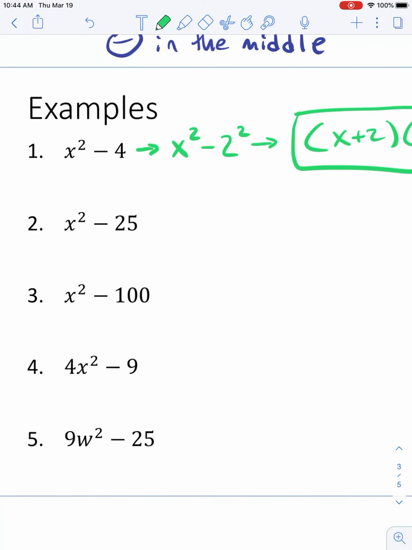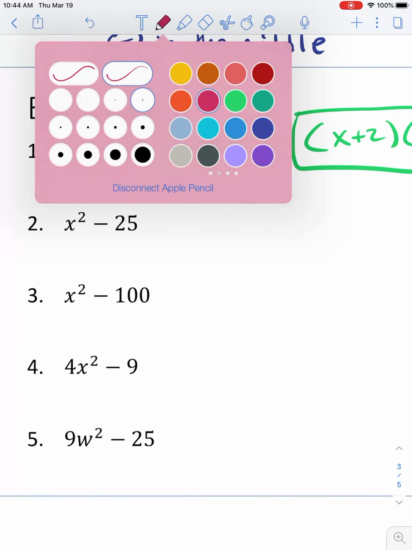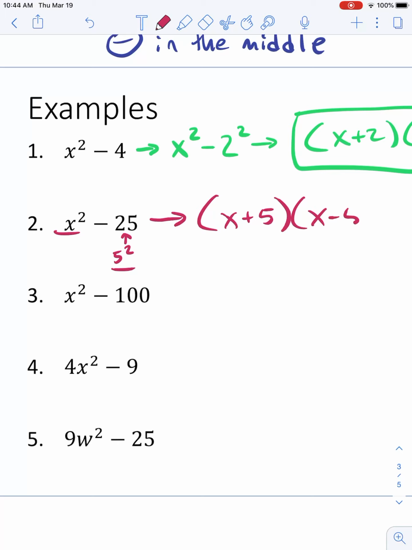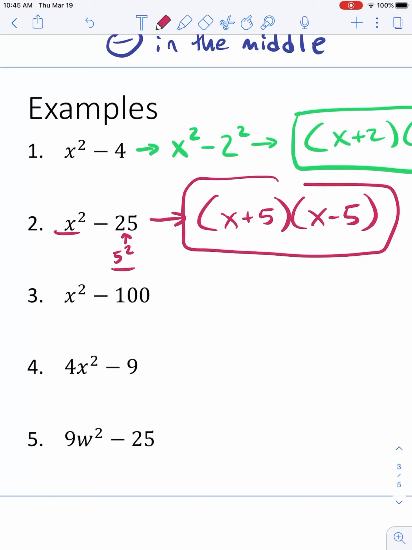So let's get to the second example, and we'll kind of skip that middle step now. Okay, so we have x squared, which is a perfect square. Anything squared is a perfect square. And then we have 25, which is really 5 squared. So we have two terms, they're both perfect squares, and we have subtraction in the middle. So this is going to turn into x plus 5, x minus 5. The square root of each number, so the square root of x squared is x. The square root of 25 is 5. So x plus 5, x minus 5.